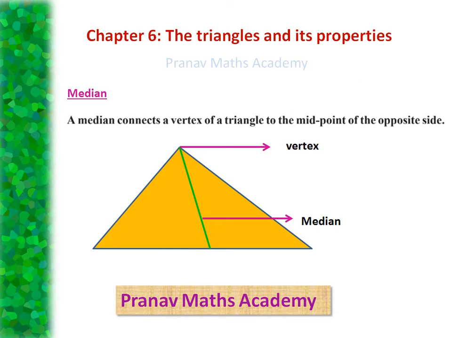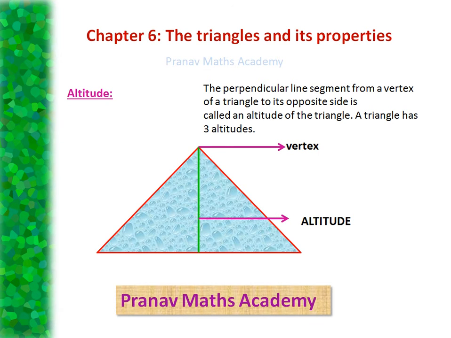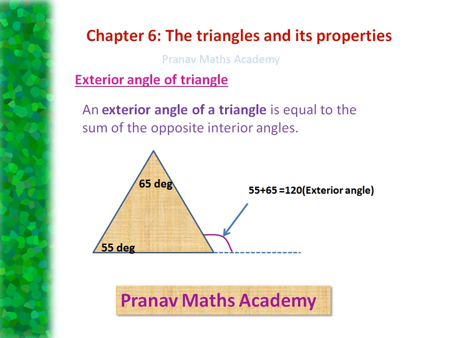Median. A median connects a vertex of a triangle to the midpoint of the opposite side. Here from the diagram, you can learn what is vertex and what is median. Altitude. The perpendicular line segment from a vertex of a triangle to its opposite side is called an altitude. Therefore, a triangle has 3 altitudes. Here the diagram indicates the altitude. Next, exterior angle of a triangle. An exterior angle of a triangle is equal to the sum of the opposite interior angles. Here, the violet color line indicates the exterior angle.